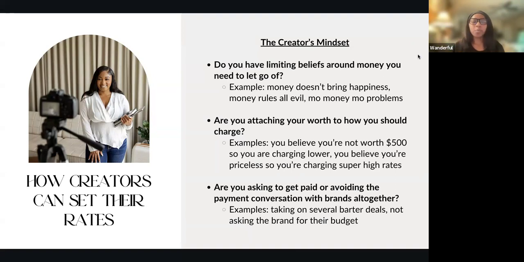I get it if you wanna take on maybe 1 or 2 or 3 at the max brand partnerships in the beginning just to get your feet wet, but if you're going on to do 5, 10, 20 brand partnerships completely for free, at some point, you have to draw the line. So, not asking brands for their budget is another thing. When discussing brand partnerships, you wanna ask a brand for their budget, and I'll dive into that a little bit further on.